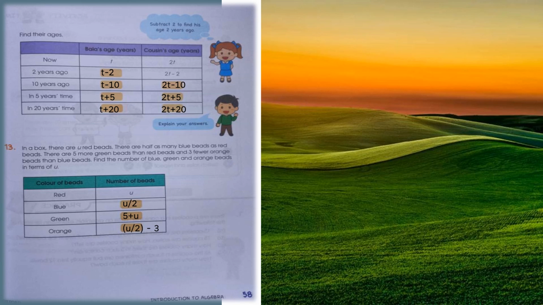Now, there are 5 more green beads than red beads. So, we are simply going to add 5 to U, because there are 5 more beads than red beads and U represents red beads. And 3 fewer orange beads than blue beads. Now, orange beads are fewer than blue beads. So blue beads are U divided by 2, and we are going to subtract 3 from it because orange beads are 3 fewer than blue beads. So this is how we solve this question.